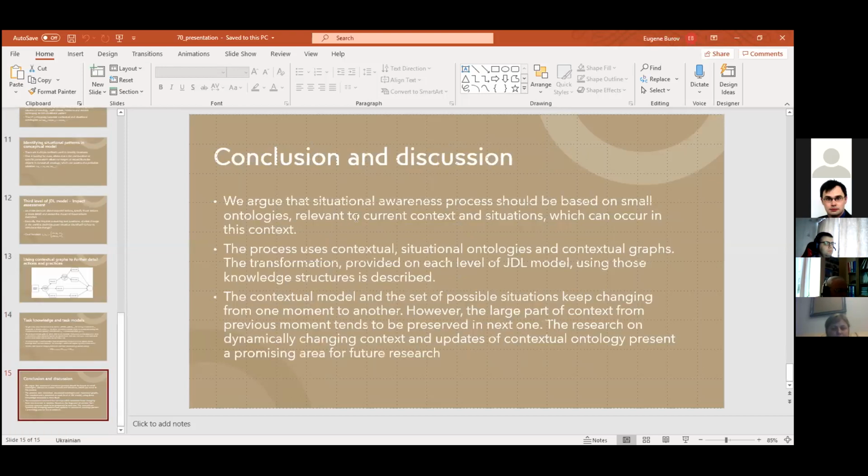And as a conclusion to my talk, I would like to highlight once more the main results obtained. In our work, we argue that the situation awareness process will be better understood and better modeled when we use smaller ontologies. Also, we show how those smaller ontologies, like contextual, situation and task ontologies, depend on one another. As a possible further direction of research, we are interested in researching, for example, the dynamic change of ontologies from one moment of time to another, or how feedbacks work in this GDL model. So that would be all for my talk today. Please ask me questions.